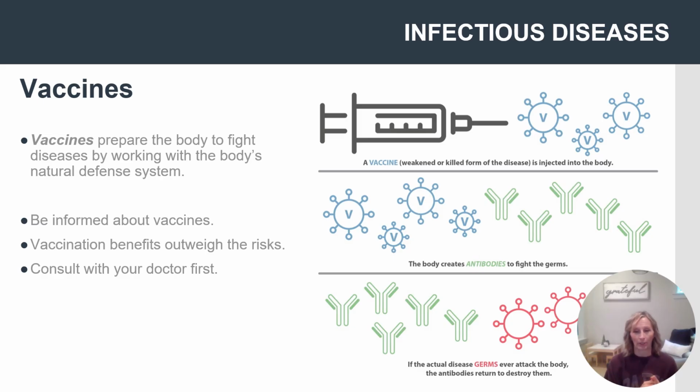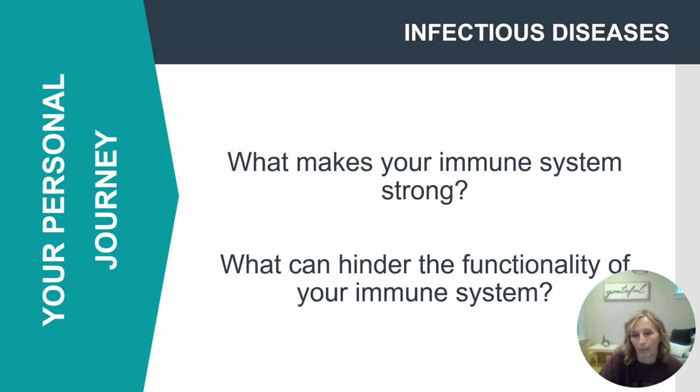So it's important that we understand it's a passive type of fighting, but it's helping our body system to fight off those diseases. So being informed, knowing that vaccination benefits outweigh the risks that can occur, and always talking to your healthcare provider first. So what makes your immune system strong, and what can hinder functionality of your immune system? We've already looked at some of those things, and really it's a personal journey for each one of us to try to adopt those healthy activities and habits in our life, like washing our hands. And that's going to help keep us stronger over time.